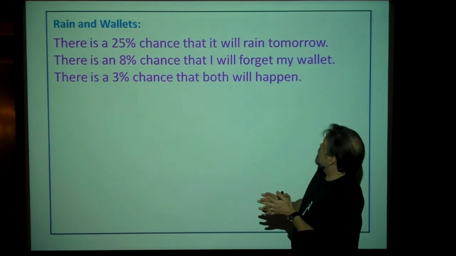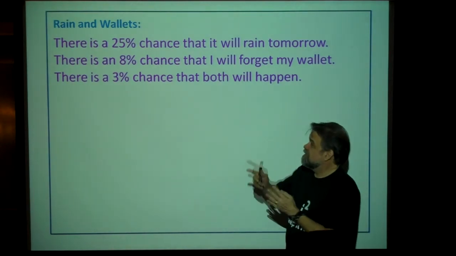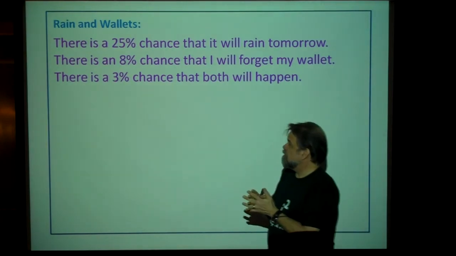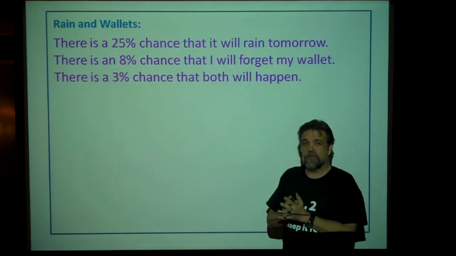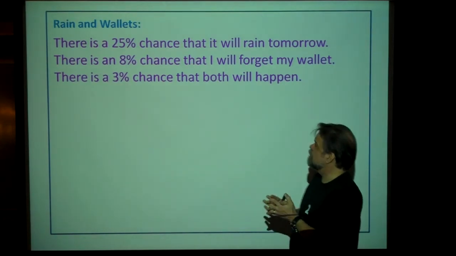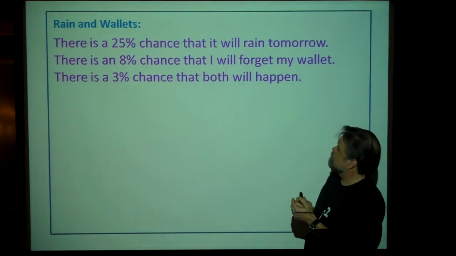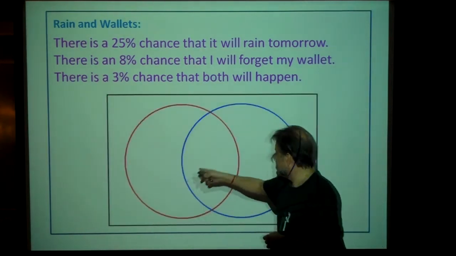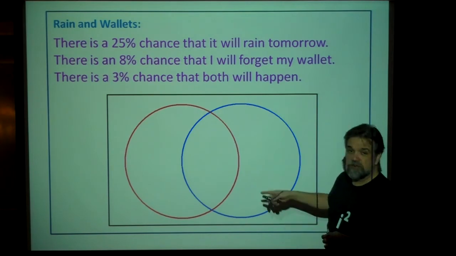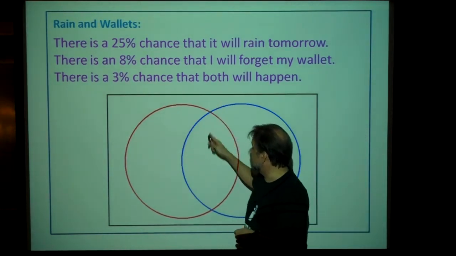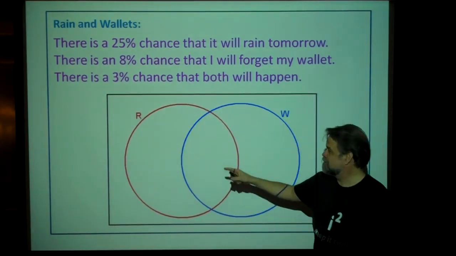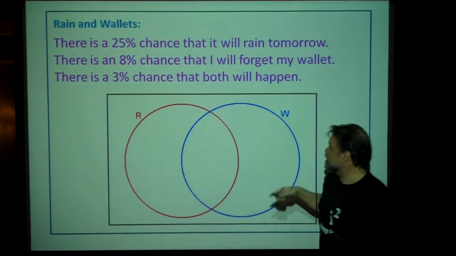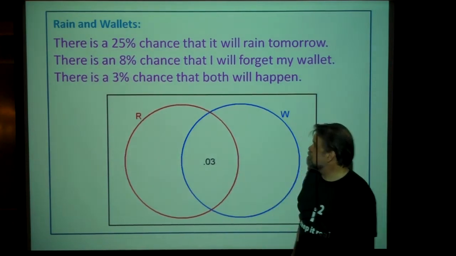Okay, let's look at one more example, and then we're done. There's a 25% chance that it's going to rain tomorrow. There's an 8% chance that I'm going to forget my wallet at home. And there's a 3% chance that I'm going to have a really bad day because both of those things are going to happen. Let's look at those probabilities and let's illustrate it, make our Venn diagram. I'm going to start with the middle, the 3% chance of both of them happening. Actually I'm going to start by labeling them. Here's my rain, here's my lack of a wallet. Now there's my 3%.